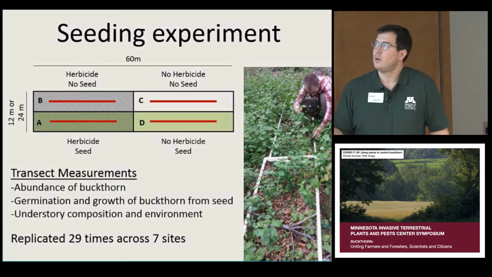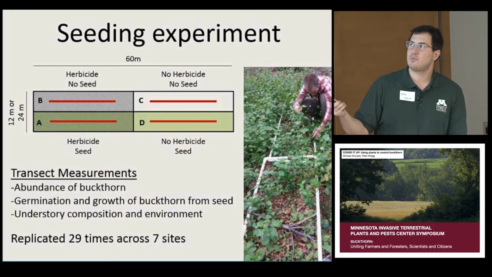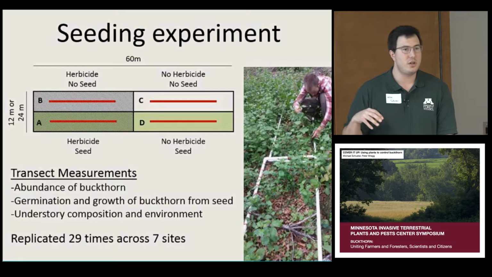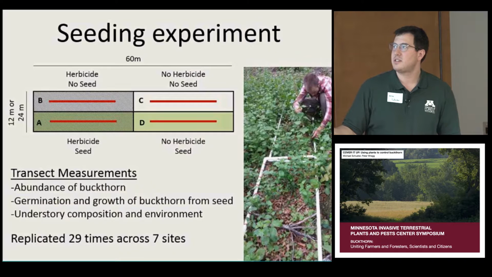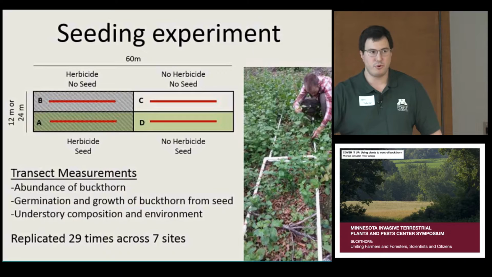So the first of two experiments that we have running on this subject is a large plot seeding experiment. This is a basic setup where we take a 12 or 24 meter wide strip of land that's 60 meters long and split it up into four different parts. And then those four parts are exposed to a factorial combination of herbicide, which is a bud inhibitor, or seeding with herbaceous species. So we have a complete control, plots where we seed without herbicide, plots where we herbicide without seed, and then plots where we have both seed and herbicide. Again, bringing in this multi-tool approach to restoration.